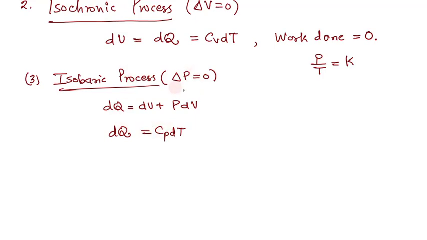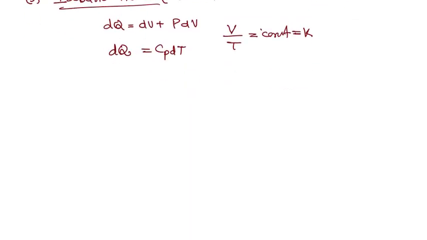Okay, so because this is a constant pressure process, you can write Cp as dQ by dT. And in this process, when pressure is constant, you can write V by T to be a constant quantity, or you can call this some constant k. Then there is one more process which is much often asked, that is, let me write this as fourth, the adiabatic process.